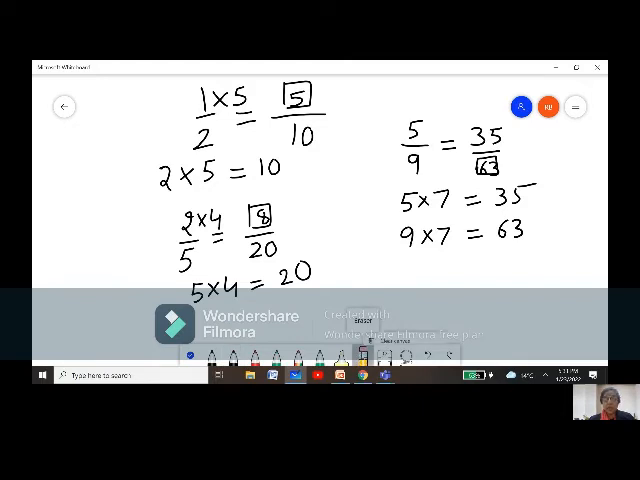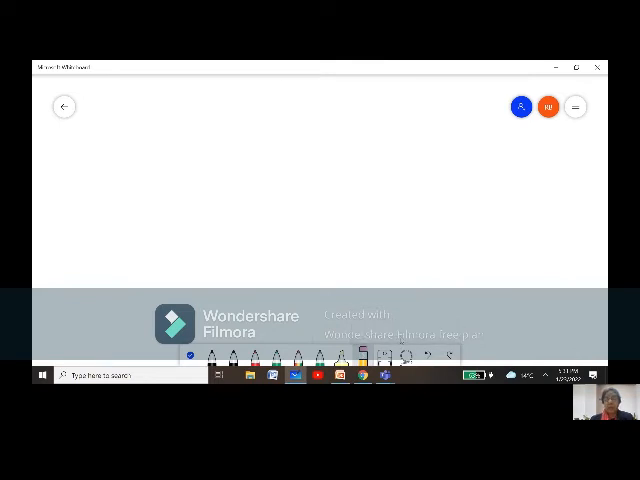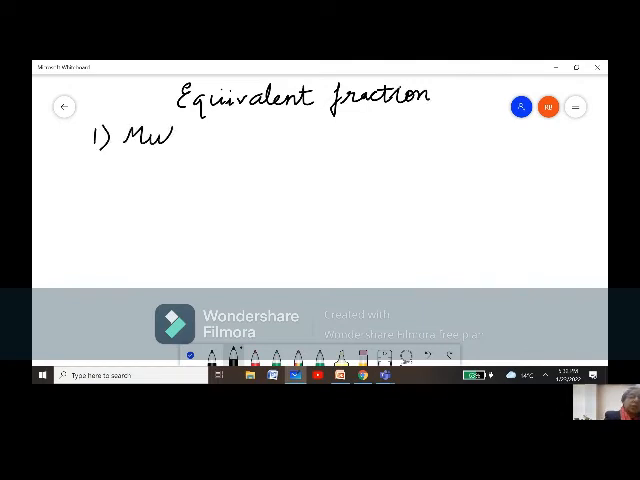Now, children, we will learn how to find out the equivalent fractions. We can find out the equivalent fraction by two methods. First method by multiplication.